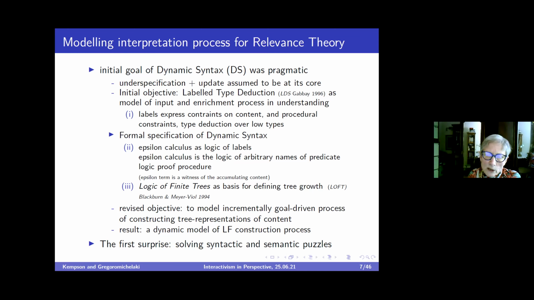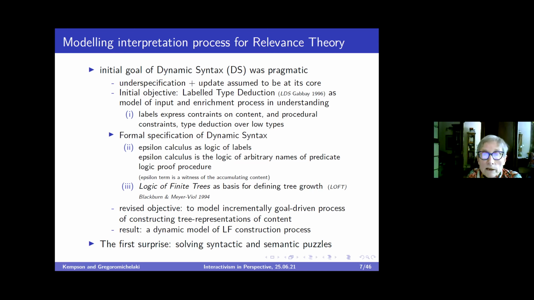So the revised objective was indeed to model incrementally a goal-driven process of constructing tree representations of content. And we had indeed a dynamic model of the LF construction process. These formal things remain at the heart of it. But the first surprise we got was solving syntactic-semantic puzzles.